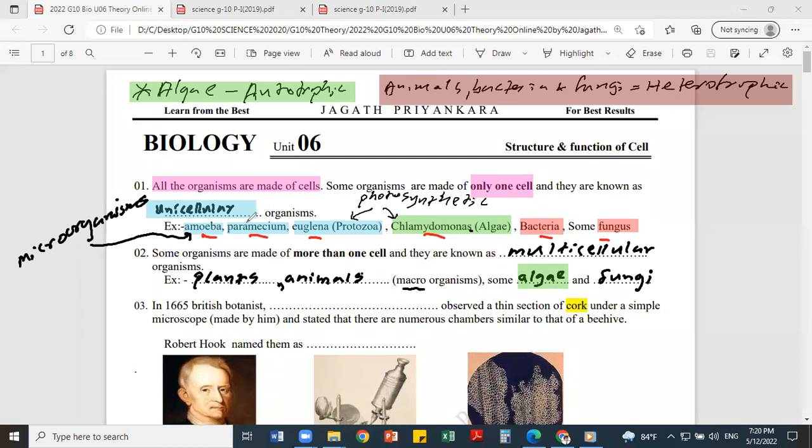In this lesson itself, you can see made of only one cell, unicellular; more than one cell, multicellular. Visible to our naked eye, or not visible, microorganisms. If they can produce their own food, autotrophic organisms. If they cannot produce their own food by photosynthesis, heterotrophic organisms. Based on nutrition, based on the number of cells, and whether they are visible to our naked eye or not, we can classify them.